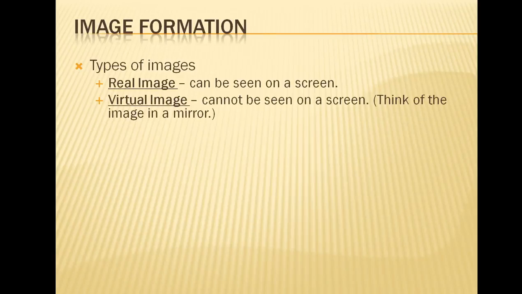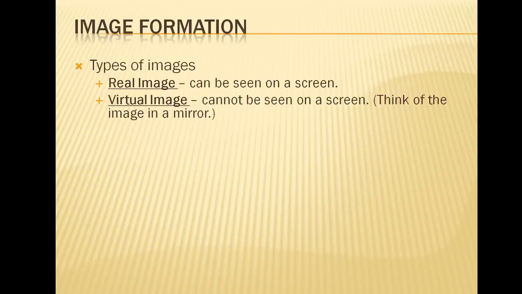Okay, as we look at images, the whole point of this chapter is to be able to describe the images that lenses and mirrors form. There are a couple different categories that we look at when we describe an image. An image can either be real or virtual. And the textbook definition here: a real image can be seen on a screen. A virtual image cannot be seen on a screen.